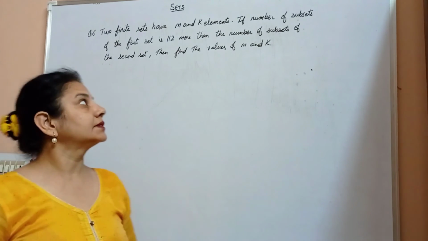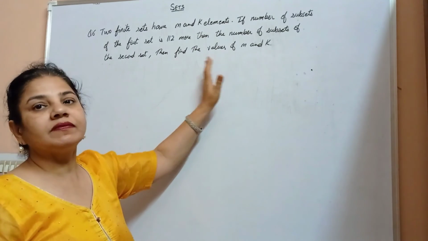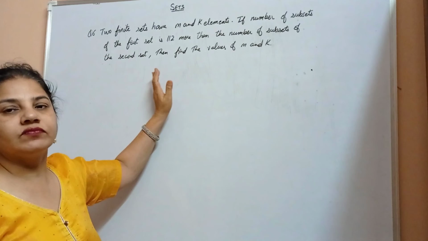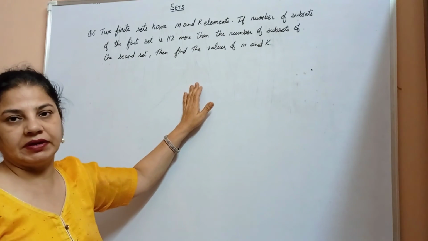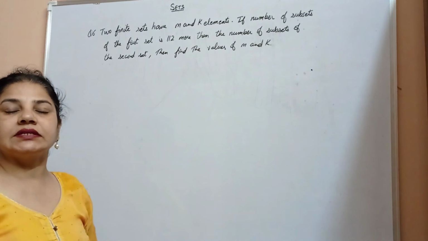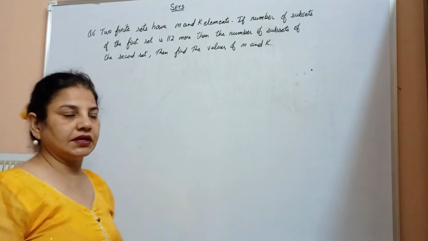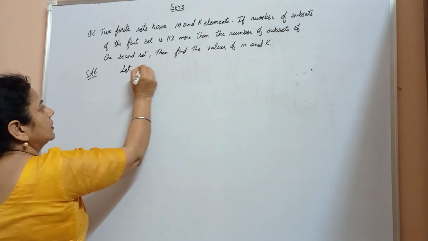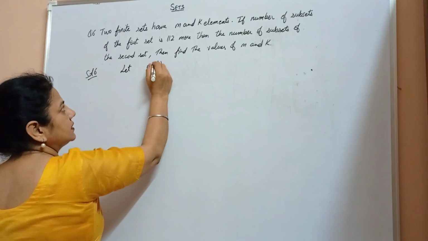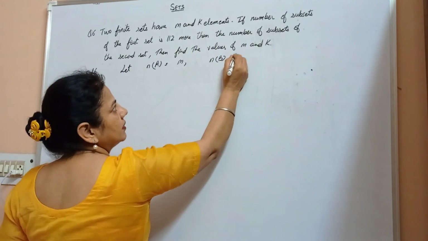Two finite sets have M and K elements. The number of subsets of the first set is 112 more than the number of subsets of the second set. Find the values of M and K. In this case, let's consider the two sets to be A and B. Let set A have M elements and set B have K elements.